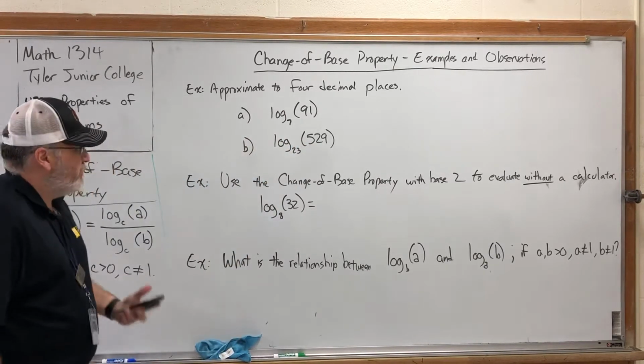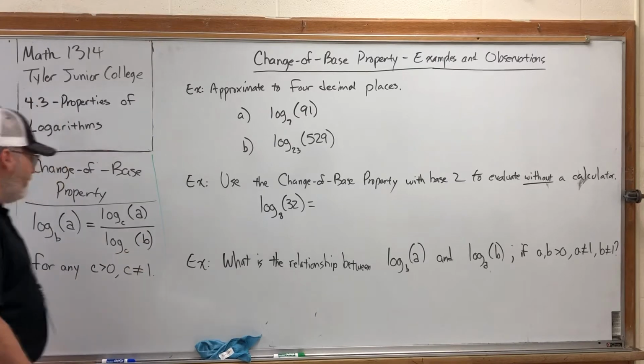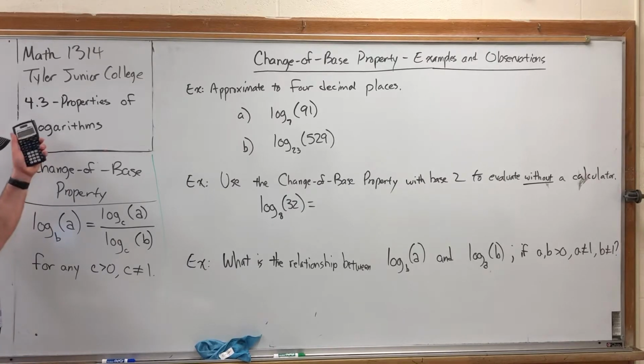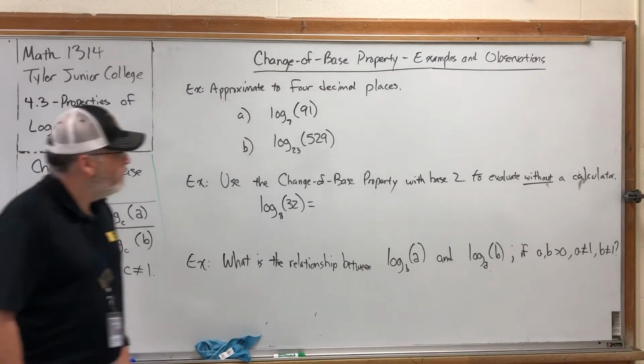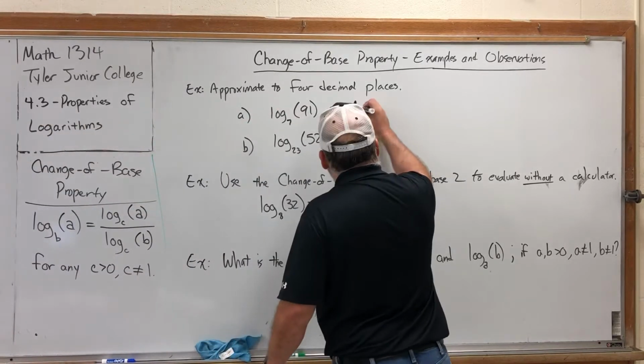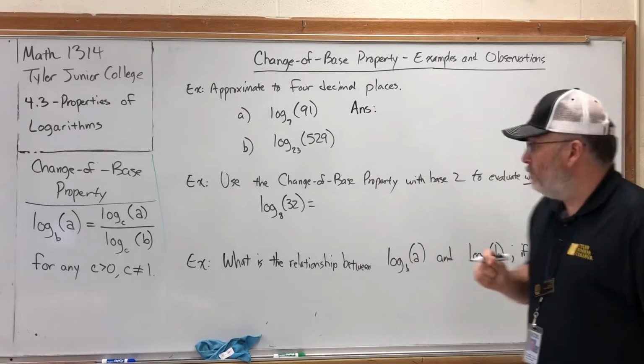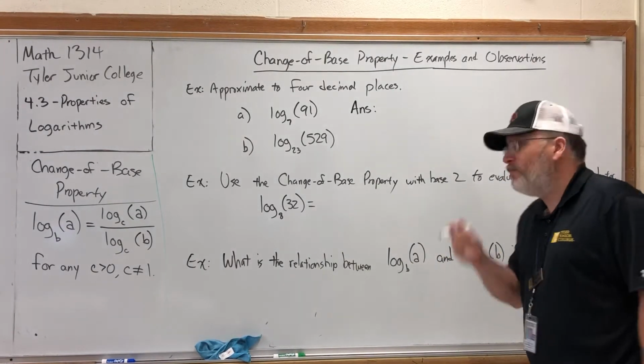We can use the change of base property to rewrite both of them as a ratio of logs using any base that I want. If the objective is to use a calculator, then you want that base to be either 10 or e. For example, I invite you to pause the video and try to work these two, but I'm jumping into them right now.